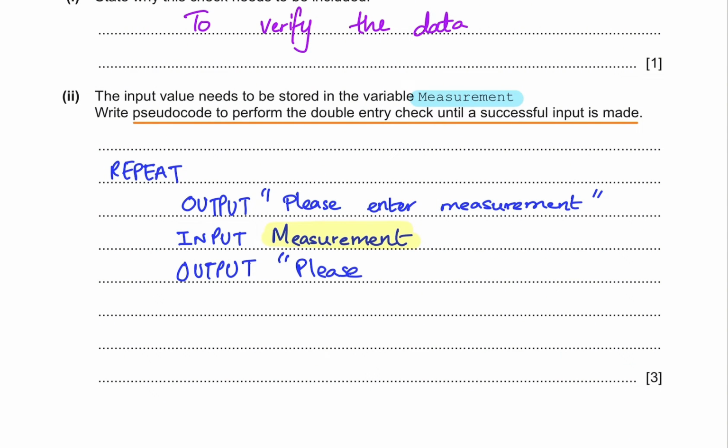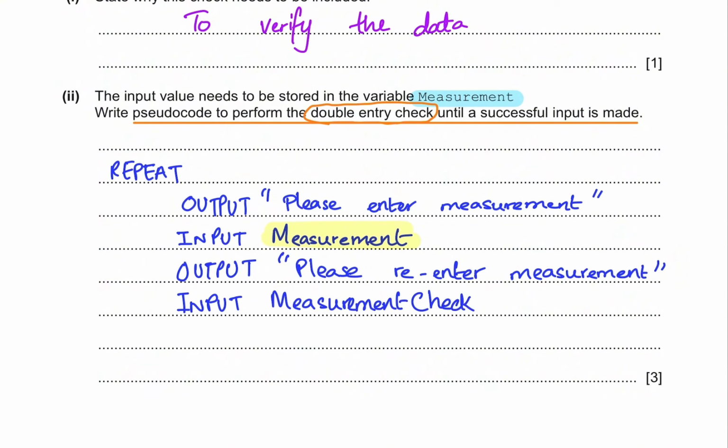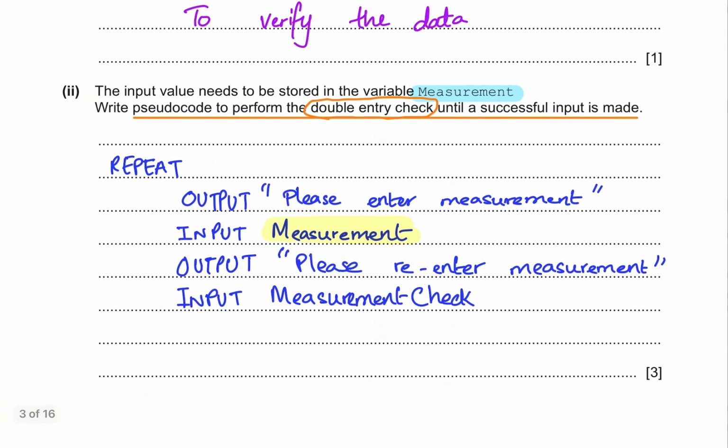Since we're talking about double data entry, you have to verify it. So the second output will say, please re-enter measurement. Then it will input another value, the measurement check. This code will run, and then you will write the last part, which is until.